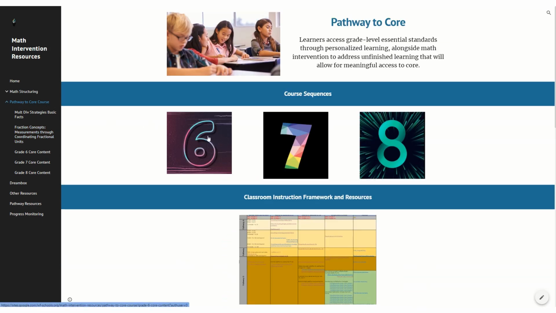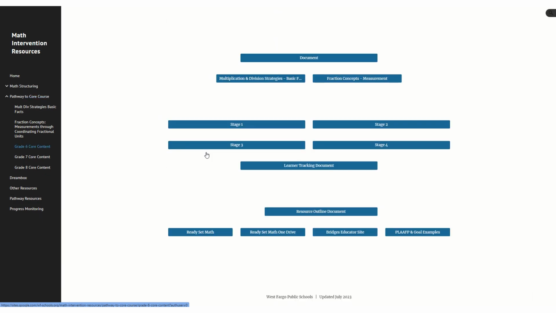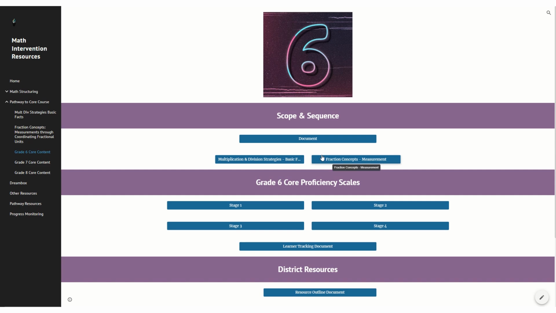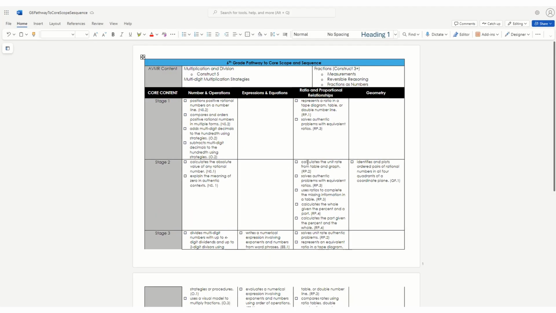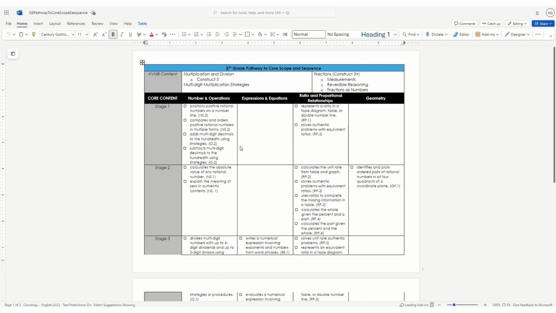So like I said, for Pathway to Core, there's a different section for 6th grade, 7th grade, and 8th grade. I am going to show you 6th grade. The 7th and 8th grade is set up very similarly. So in 6th grade, under here, you will find the scope and sequence. The scope and sequence document will lay out the different areas of the core content students need to learn.